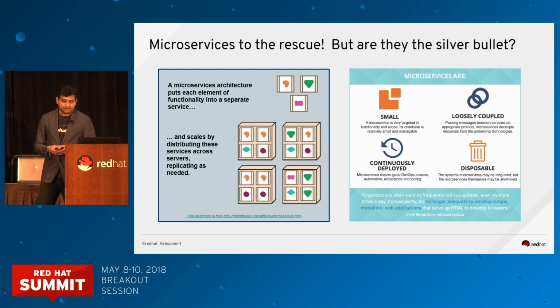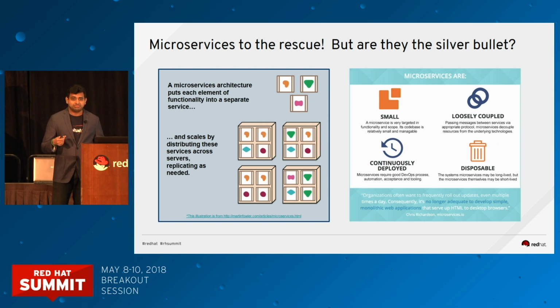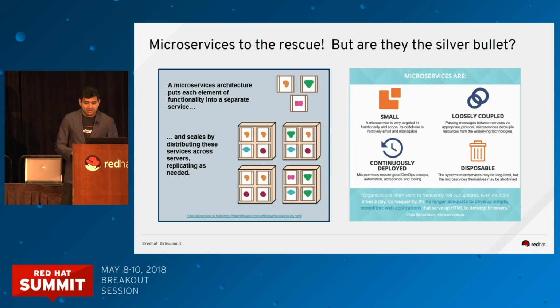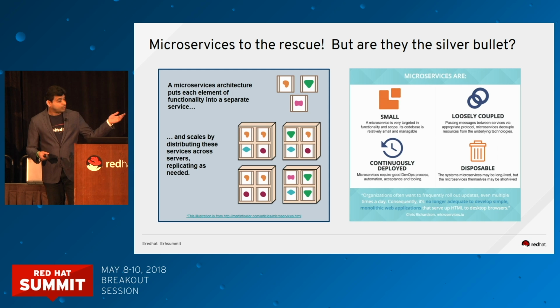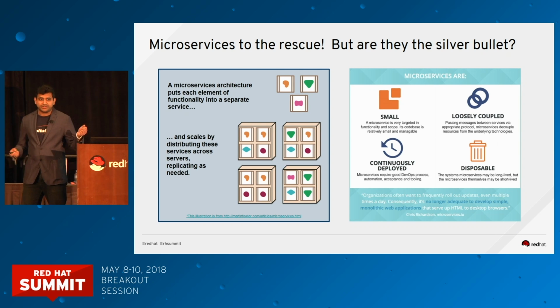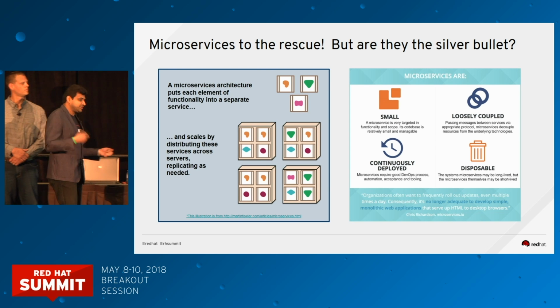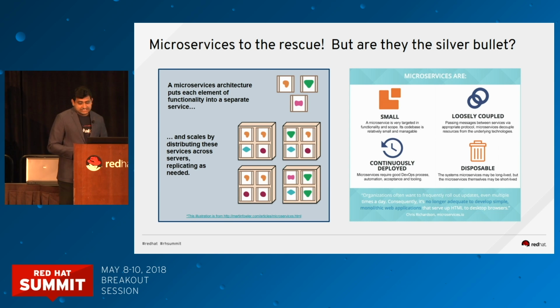Fault isolation or fault tolerance: if any of the services fails, we can independently fix it and deploy it, and the other services are not impacted. Number two, small: the code base is going to be really small, so it's really easy and fast for developers to understand the code base, make fixes and deploy it.